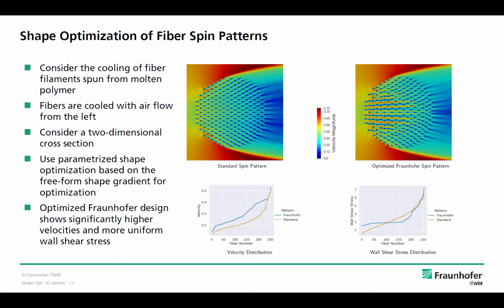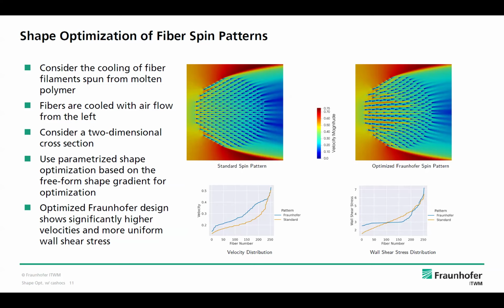I have also another example where we consider synthetic fiber production, where you use a molten polymer. You can think of it like a shower head where water comes out. It's just now molten polymer, flows down, and you have to cool it to produce the fibers. And what you do is you blow air from the side. And what you want is that all fibers get cooled evenly or get cooled better, because as you see in the left figure, there's a standard spin pattern. You will get worse cooling in the back rows.